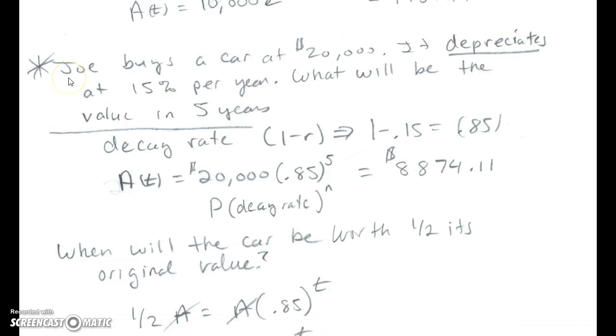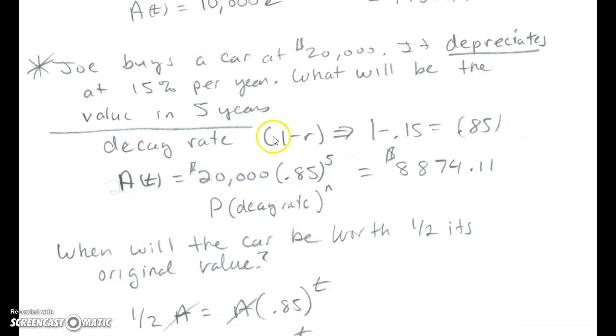Okay, now Joe buys a car. Here's another problem we're going to deal with: depreciation. We've been doing growth. Let's talk about depreciation. Remember, decay rates are not 1 plus, but they're 1 minus your rate, an annual rate, in decimal form. So Joe buys a car at $20,000. It depreciates at 15% annually per year, okay? What will be its value in 5 years? So we're just dealing with annual rates, no compounding quarterly or anything. It's just an annual depreciation rate.